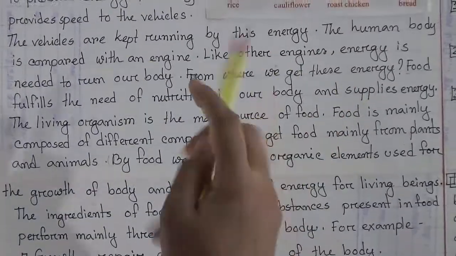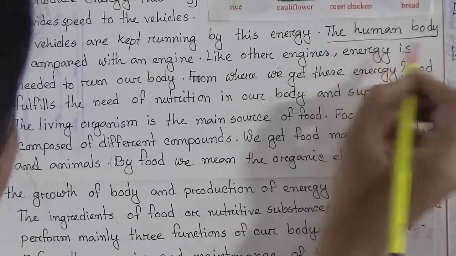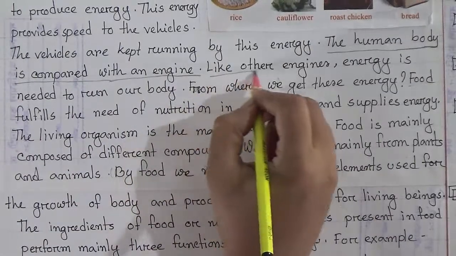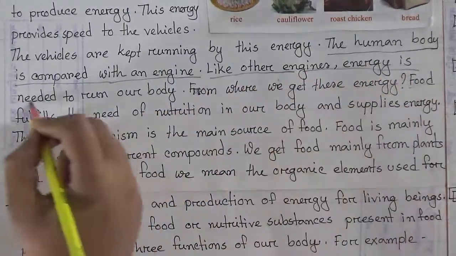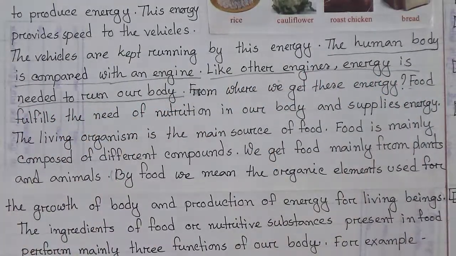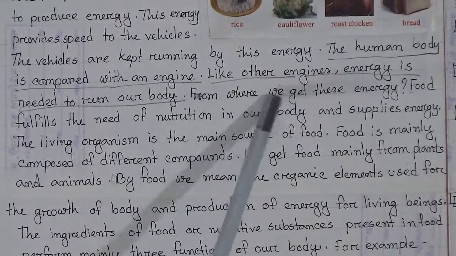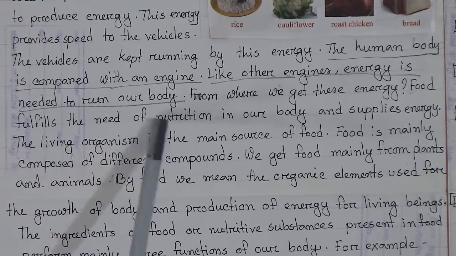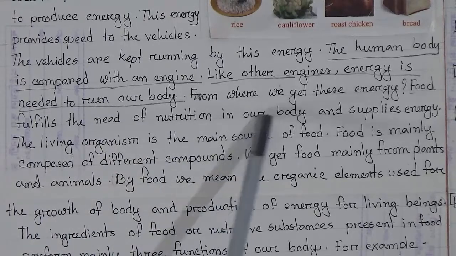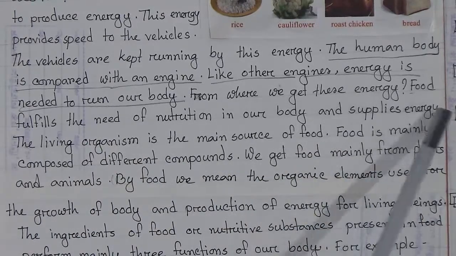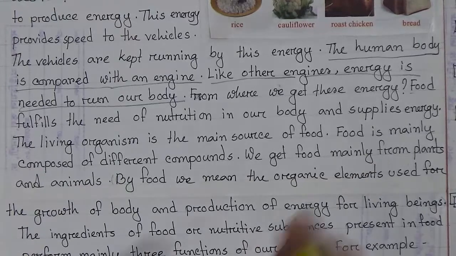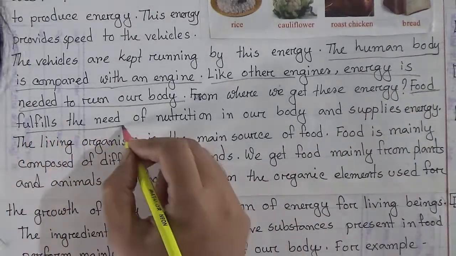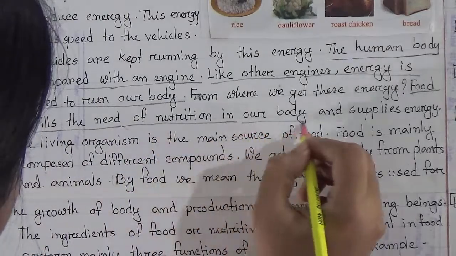Dear students, this line is important for your MCQ. The human body is compared to an engine. Like other engines, energy is needed to run our body. From where do we get this energy? Food fulfills the need of nutrition in our body and supplies energy. Dear students, underline this line also. This is important for your MCQ and knowledge based question answer.